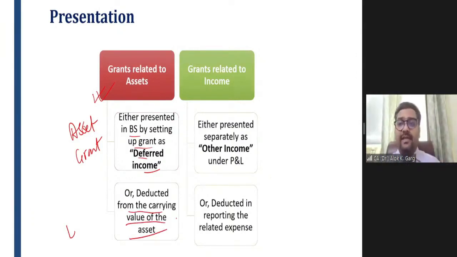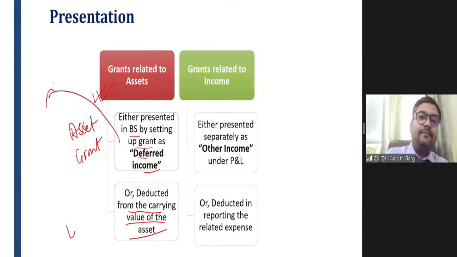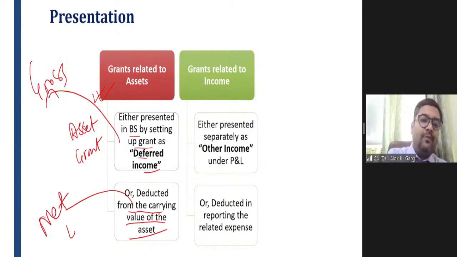Okay. The second approach is, if the non-monetary asset is given free of cost, it should be at a nominal value like 1 rupee. But if the government has given some money for the purchase or acquisition of that asset, then from the carrying value of that asset, like 50 lakh rupees, this 20 lakh rupees can be reduced. Okay. So this is known as a deductive approach. So I can call this approach a gross approach, and I can call this approach a net approach.